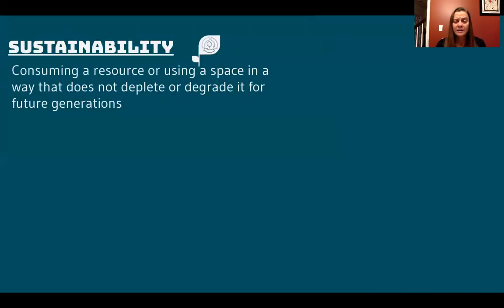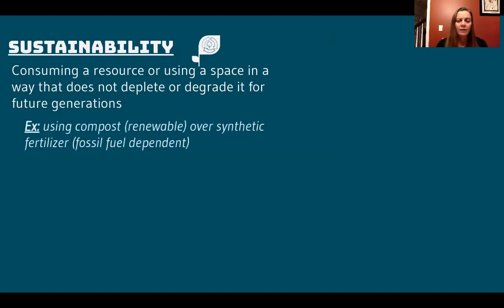So we're going to define sustainability as consuming a resource in a way that does not deplete it or degrade it for future generations. Or we could talk about using a space in a way that doesn't deplete it or degrade it for future generations. As an example, in order to fertilize fields or grass, synthetic fertilizers require the use of fossil fuels, but compost is a renewable resource. So using compost is more sustainable because it doesn't deplete the fossil fuel resource.